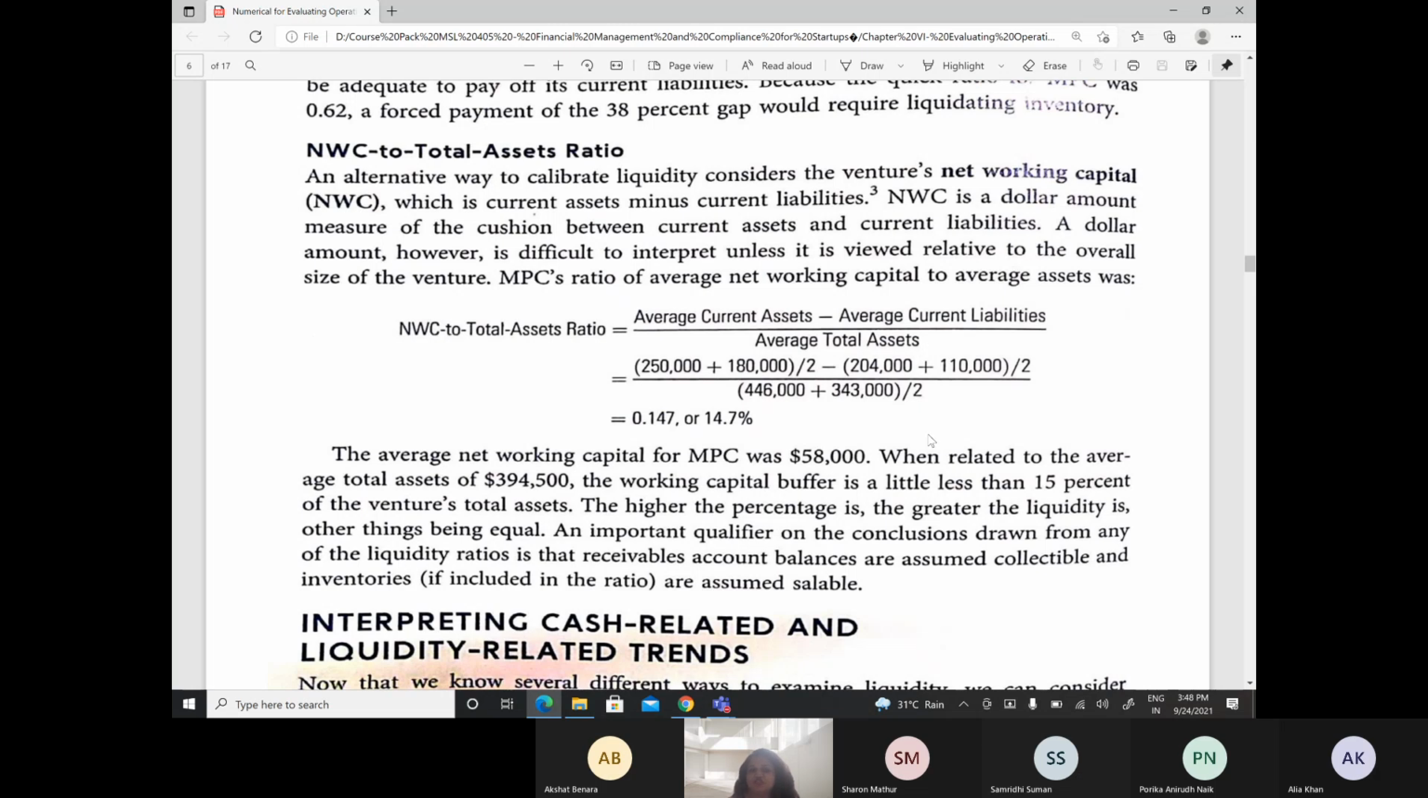So MPC's ratio of average net working capital to average assets was average current assets minus average current liabilities divided by average total assets. So this is the average current assets and average current liabilities. The average total assets are 446,000 plus $343,000 divided by 2. So we get the net working capital to total assets ratio is 0.147 or 14.7%.